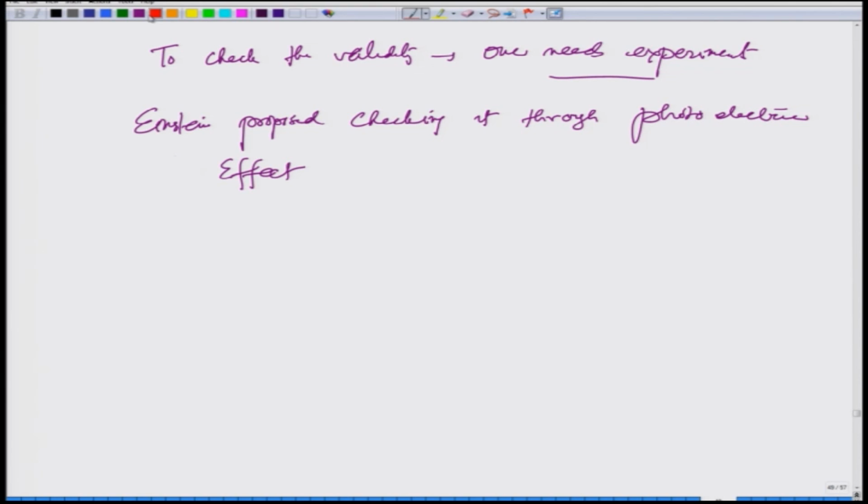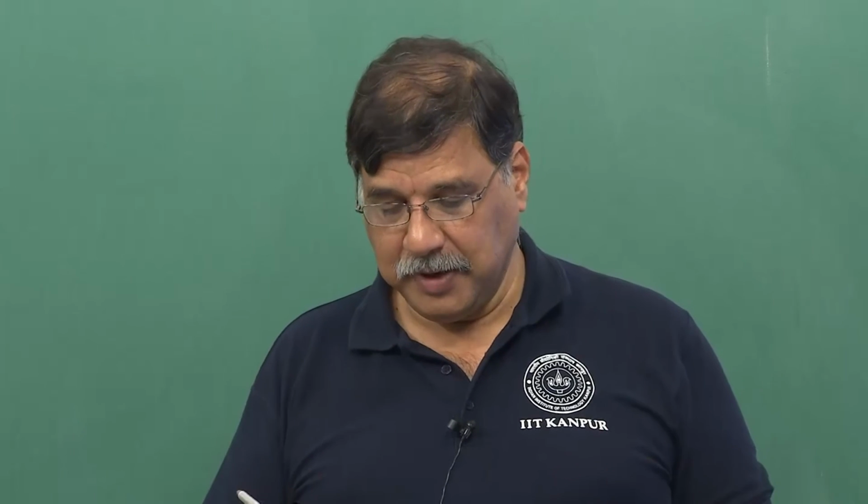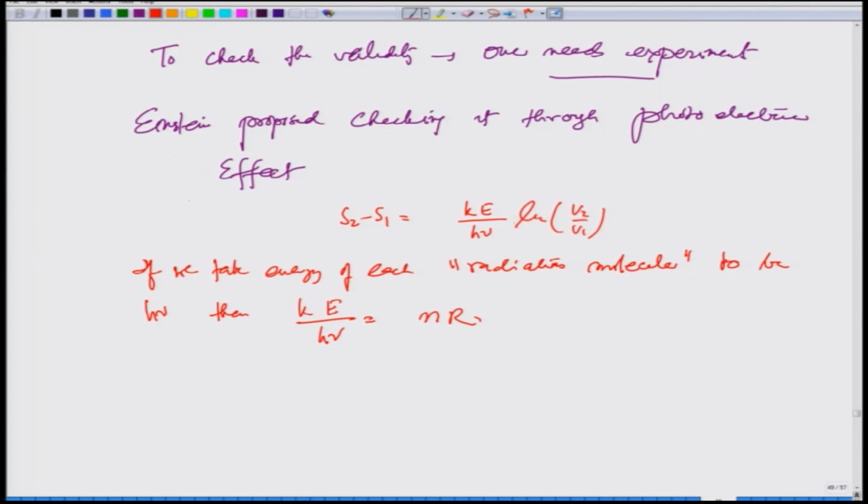So, let me just give you again that S2 minus S1 came out to be K E over h nu log of V2 over V1, and if we take energy of each radiation molecule to be h nu, then K E over h nu comes out to be N R, just like ideal gas, and that is what gives Einstein the idea that I can think of this as a collection of particles with each having energy h nu, and E over h nu becomes N R. Okay, and then through photoelectric effect it is checked and everything comes out to be correct.